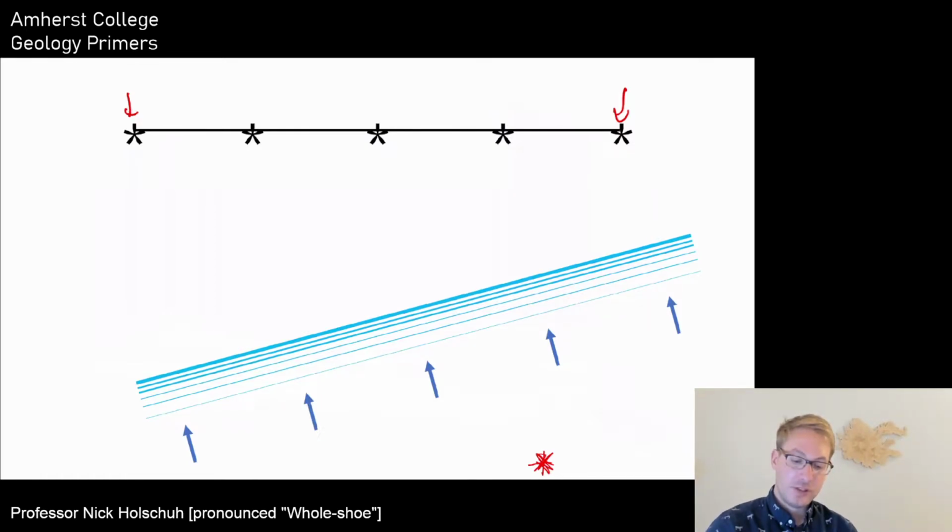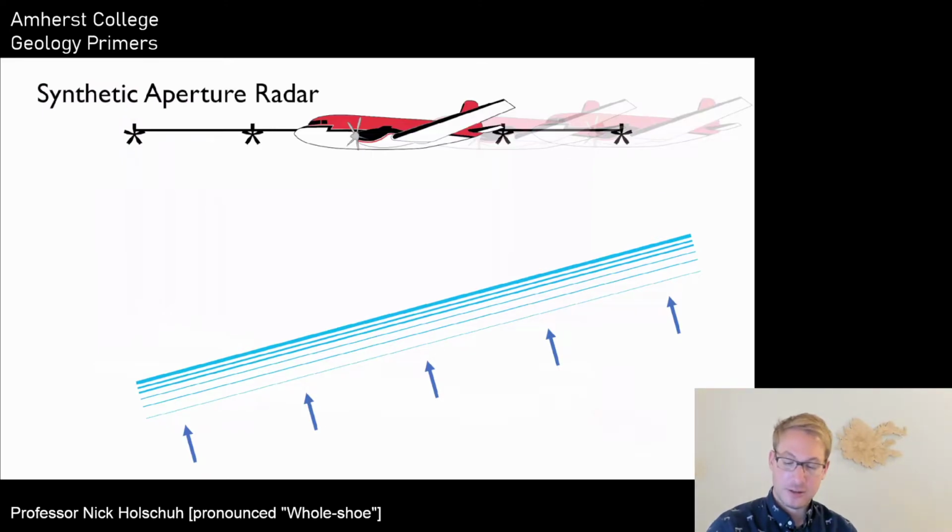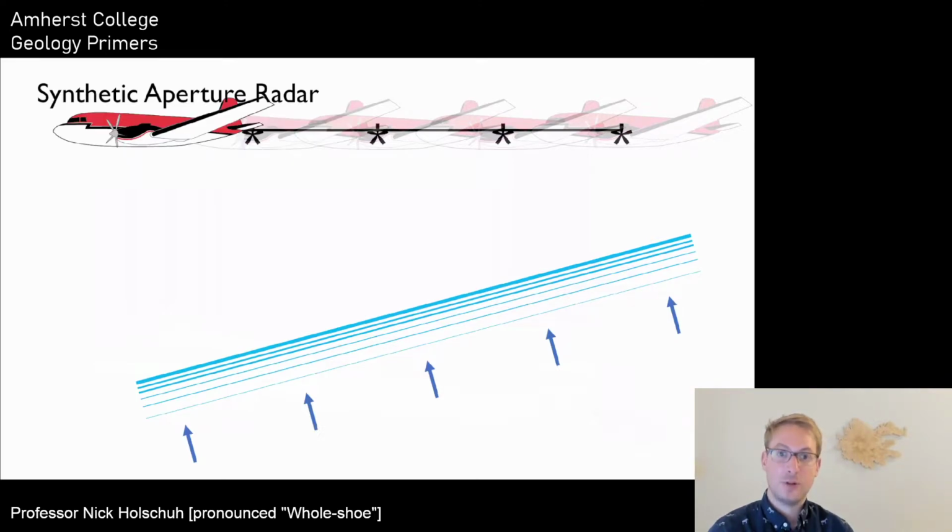And so what we do is we fly our plane along over a glacier system, or we drive our radar system in a snowmobile over the glacier system. And by taking these multiple measurements, now we can start to tell the difference between waves that are arriving from behind and waves that are arriving from in front of the instrument.